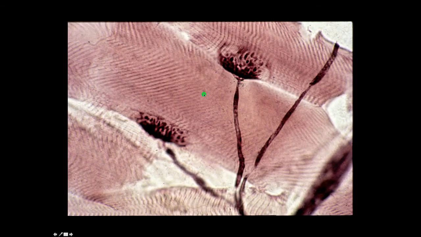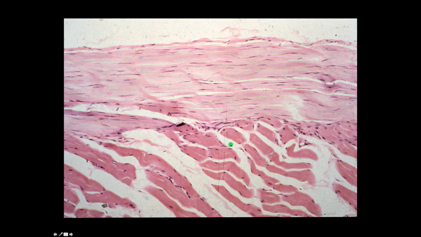The next image is a higher magnification of this motor end plate, and you can actually even see some of the synaptic boutons or terminal boutons at the end of this motor end plate. Here is a myotendinous junction. So here's the skeletal muscle, and the connective tissue around the muscle is blending in with the connective tissue of the tendon.